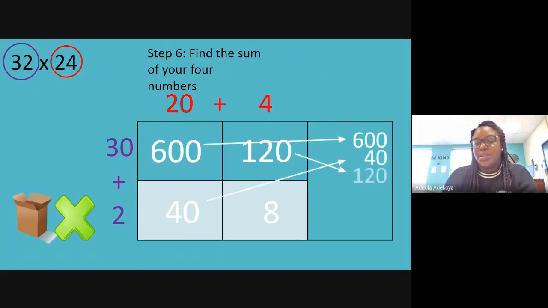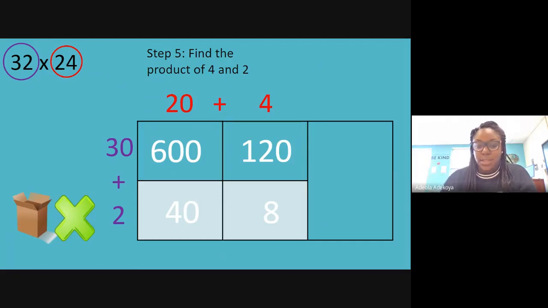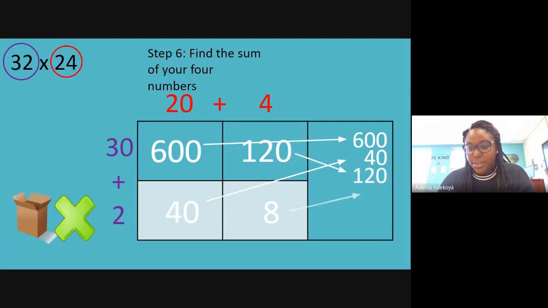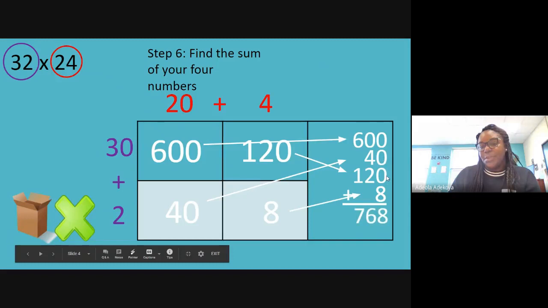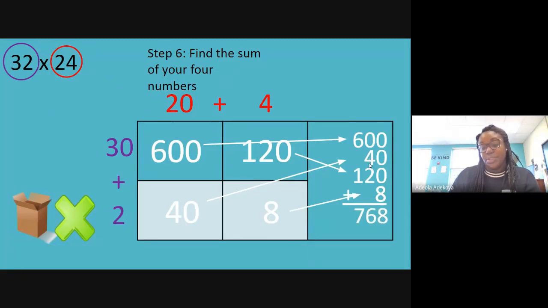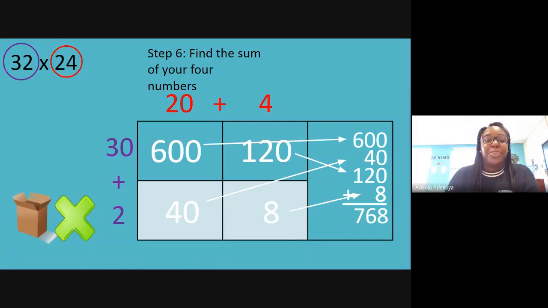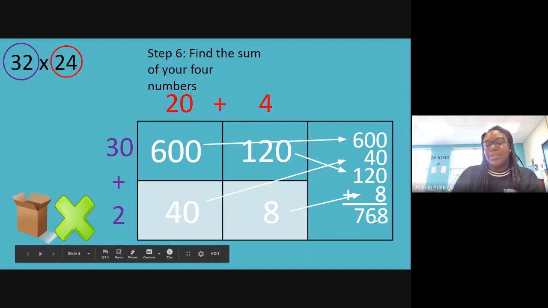Now I'm going to find the sum of all of them. So I have my 600, 40, 120, and 8, and I'm going to add all of them together. 0 plus 0 plus 0 plus 8 is 8. 0 plus 4 is 4, plus 2 is 6. And then 6 plus 1 is 7. And that's the answer to the problem. So 32 times 24 is 768.